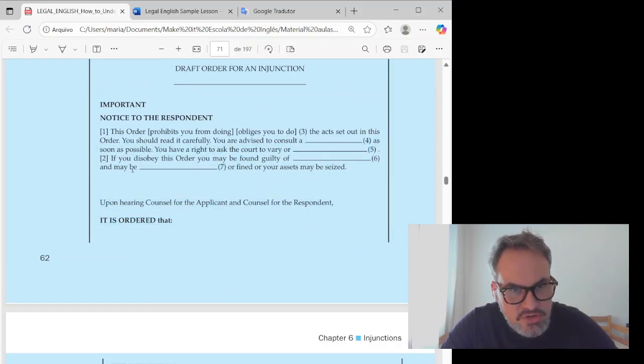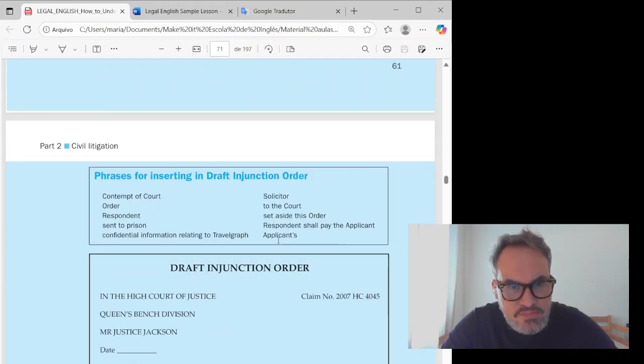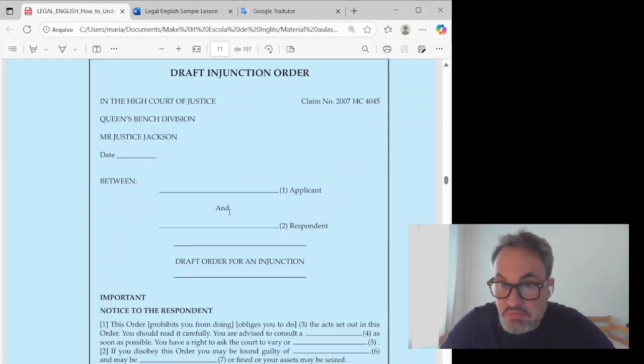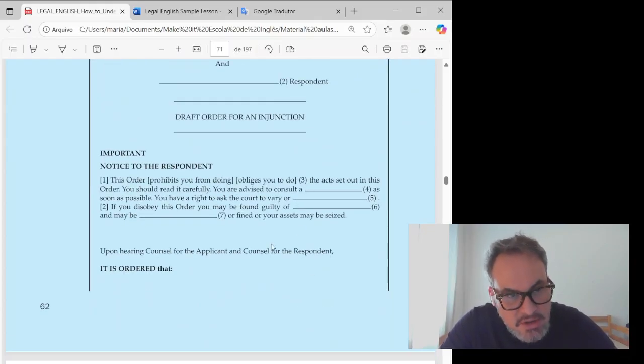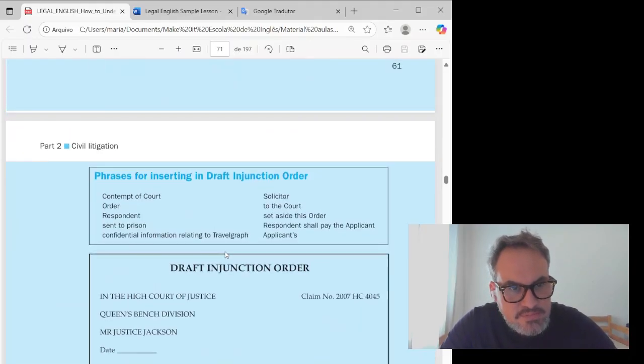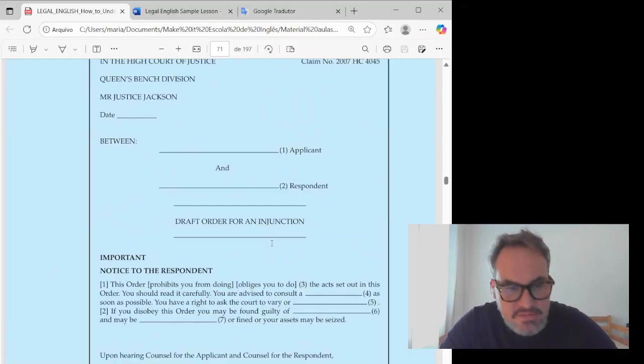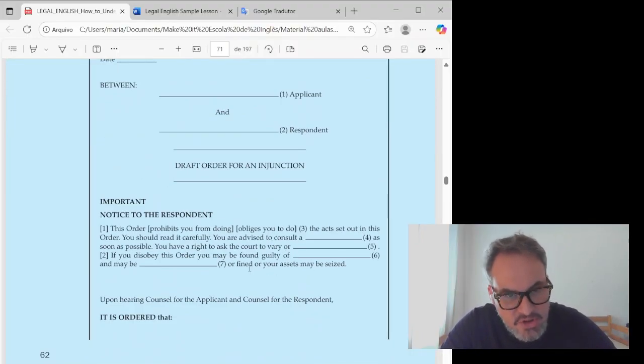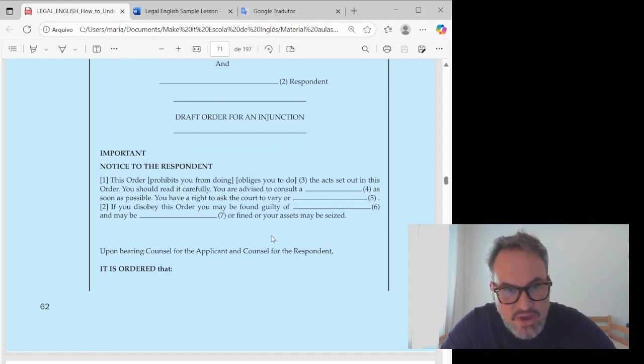If you disobey this order, you may be found guilty of contempt of court, which is maybe a crime. You may be sent to prison. That's important information, isn't it? Or fined, or your assets may be seized. Is it seized? Let me see here.